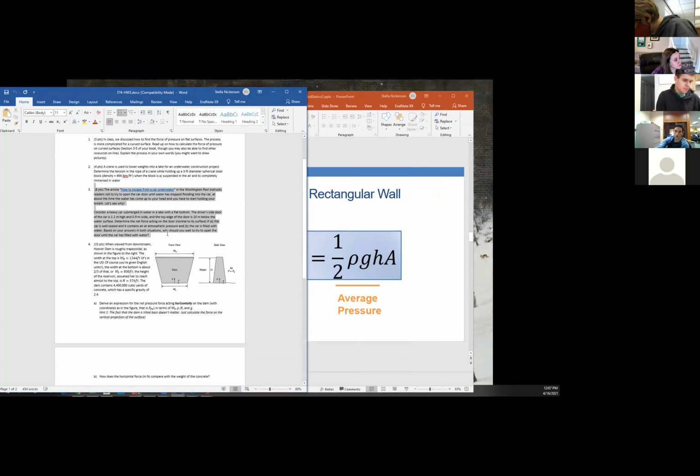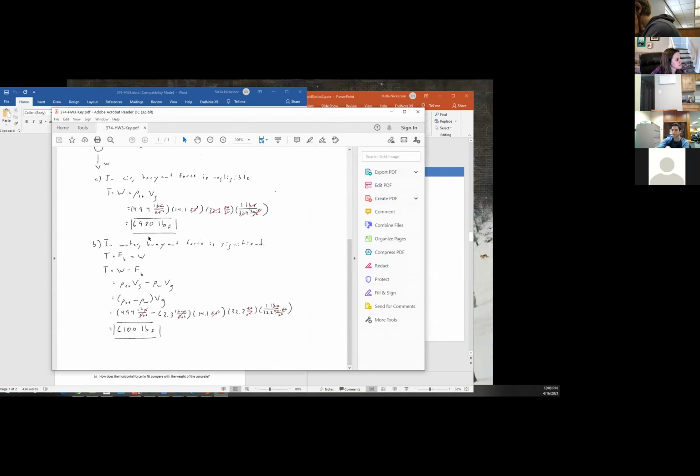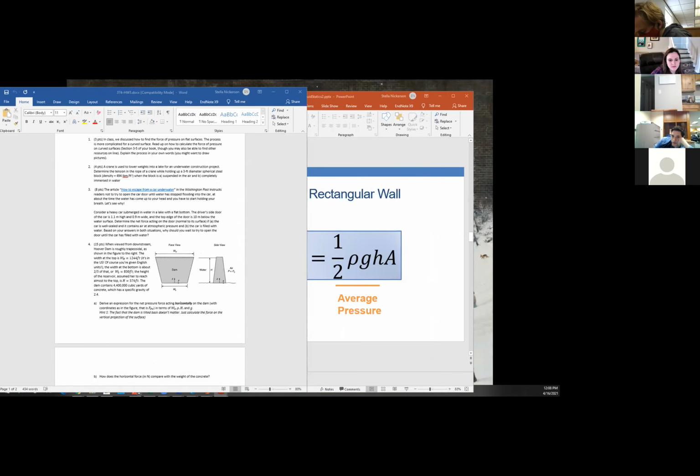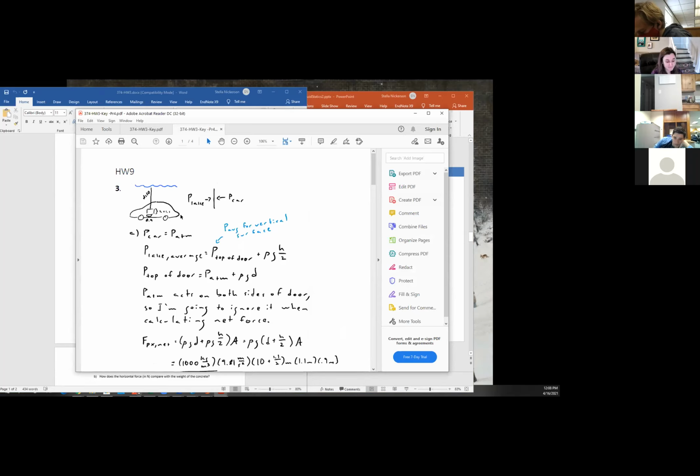We did this one with a car underwater. What's happening here is the car is underwater, and inside the car, there's air at P atmosphere. This is the car underwater. And the car door is a rectangle, but the pressure at the top of the door isn't P atmosphere. P naught is P atmosphere plus rho gH, where H is this depth underwater.